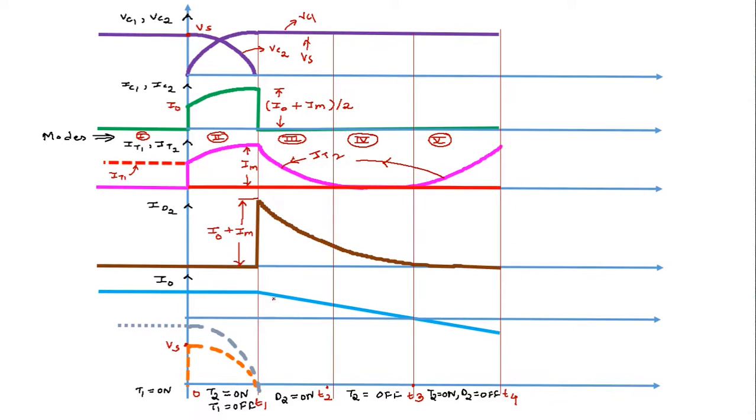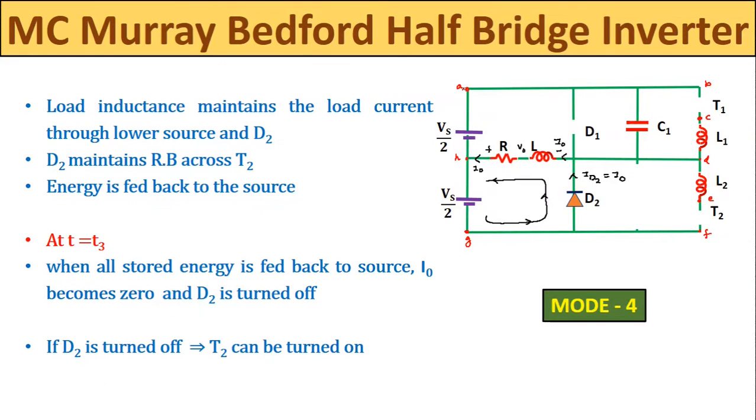So the load current value will not be constant here. It will slowly decrease towards the 0 value. Next mode of operation is mode 4 operation. As we have discussed in the mode 3 operation, load inductance maintains the load current through the lower source and D2 diode here. As long as this D2 diode is in conducting state, this T2 thyristor will remain in the reverse bias condition. That means this D2 diode will maintain the reverse bias across the T2 thyristor.